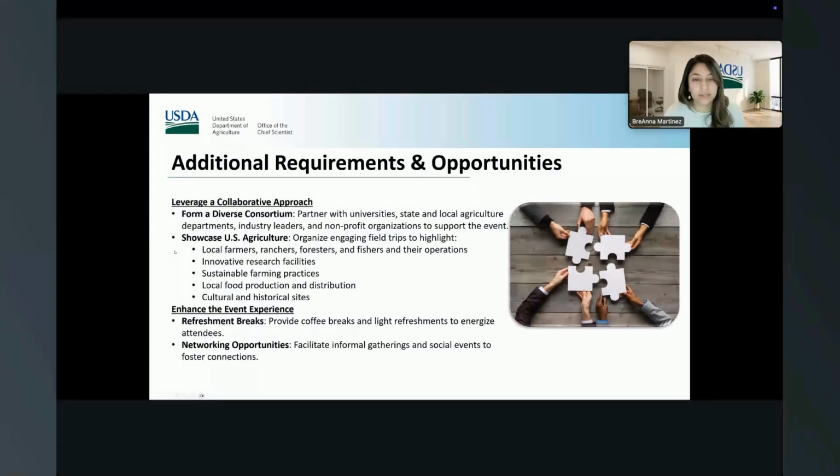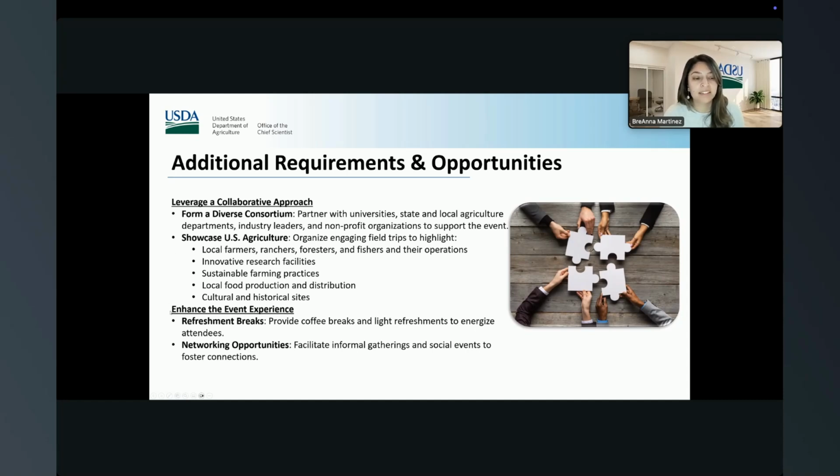We really want to showcase U.S. agriculture here. I think I've mentioned it a few times. Organizing and engaging field trips to highlight local farmers, ranchers, foresters, and fishers, and their operations. We're really looking for innovative research facilities, sustainable farming practices, local food production and distribution, and any sort of cultural and historical sites. This is the time to bring in a large international community and show them what you've got. If it's California, if it's Nebraska, we want to see what you've got to show them, and they will enjoy it and will appreciate it.